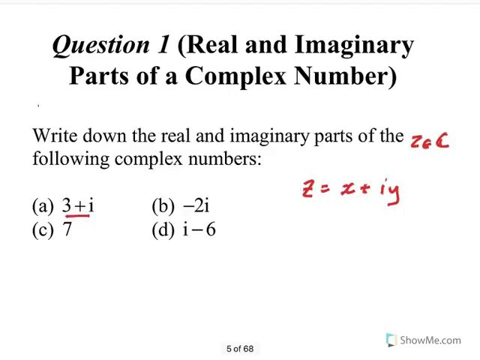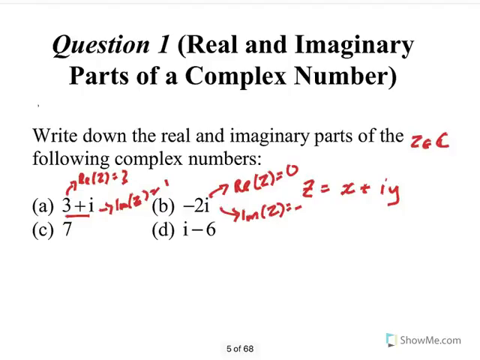So very quickly, 3 plus i: the real part is 3, imaginary part is 1, not i. How about this one? What is the real part? It's just 0. Imaginary part, -2. Easy, right? How about D? Real part is just -6. Imaginary part is just 1.